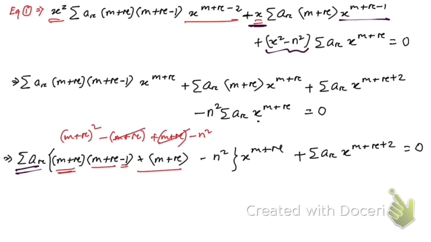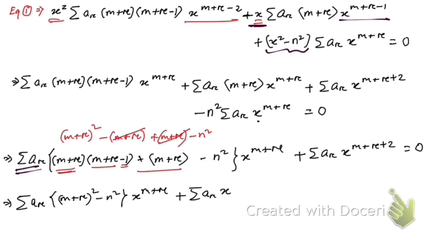So then we're gonna have summation ar, and within the bracket we have m plus r whole square minus n square, right? X to the power m plus r, plus summation ar x to the power m plus r plus 2. That's what we're gonna have, right? Hope you have understood this. This is equal to 0. So now let me clean this part.